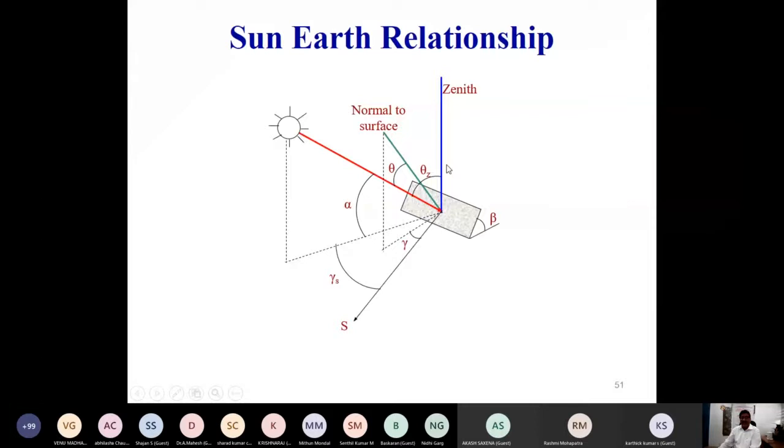Now our motto is to minimize the incidence angle. Theta is the incidence angle. If the same theta is defined to the vertical line, that is, with reference to the horizontal surface, then this is called the zenith angle, theta z. Theta is equal to theta z for the special case. So the zenith angle is a special type of incidence angle.